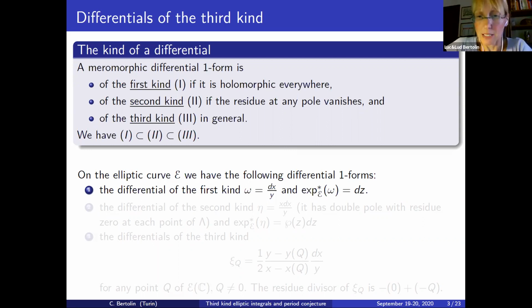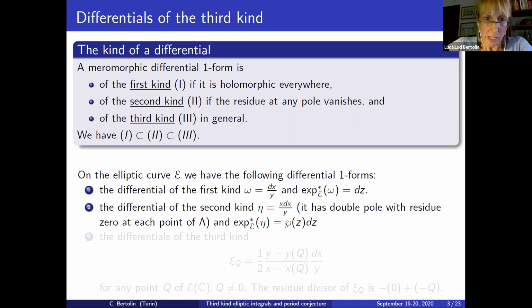We have dx over y, omega, the classical notation for this differential of the first kind, and its pullback via the exponential map is just dz. As the differential of the second kind, we have eta, which is x dx over y. It has a double pole with residue 0 at each point of the lattice, and the pullback via the exponential of eta is just p dz. These two differentials are well known.